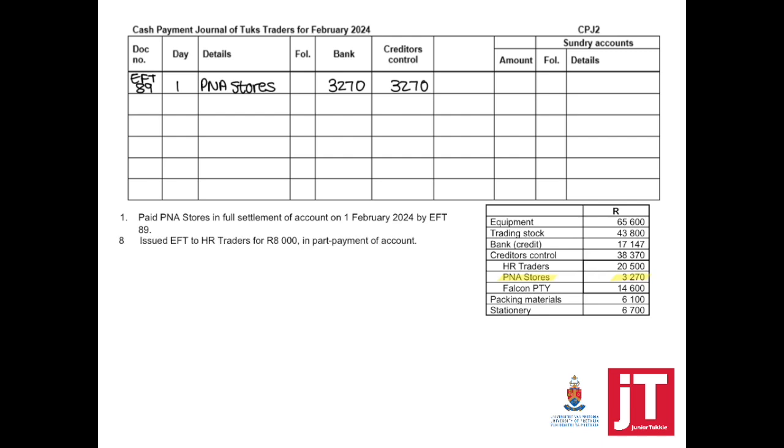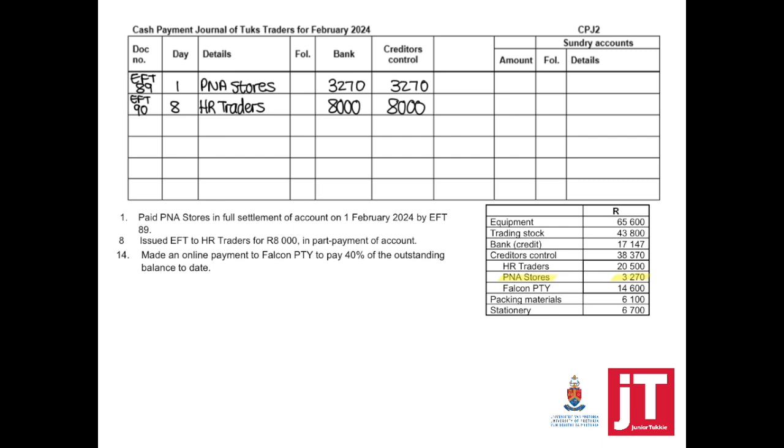Day 8, issued EFT to HR traders for 8,000 in part payment of our account. So we didn't settle it in full, only some of it. In our CPJ source document, EFT number 90, on day 8, we've made a payment to HR traders for 8,000.